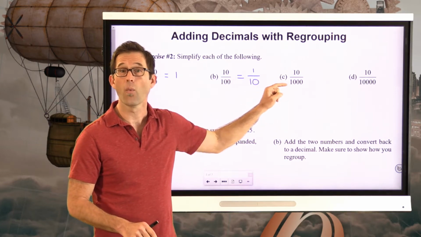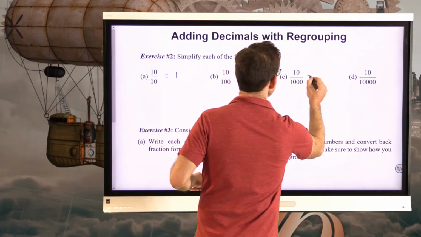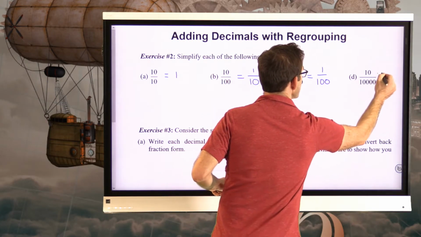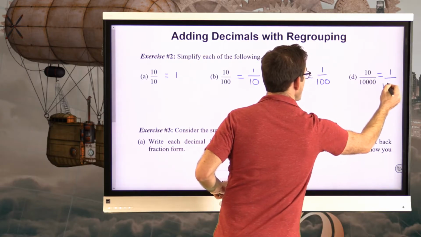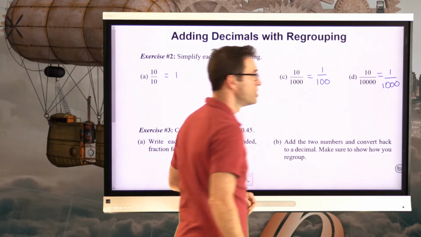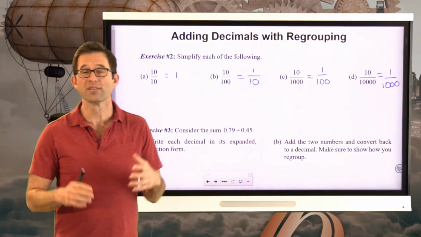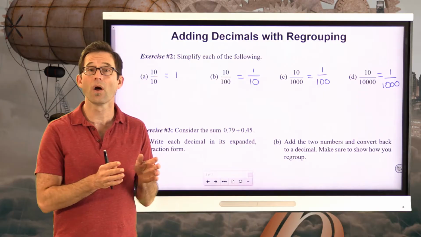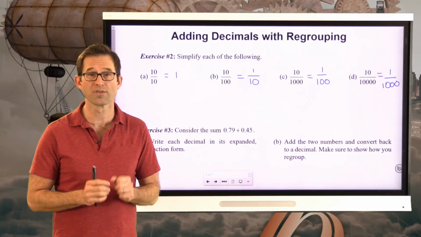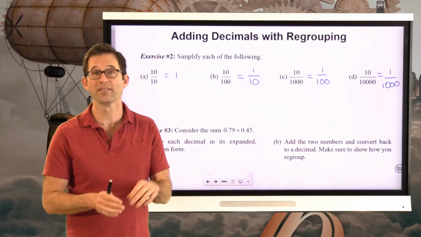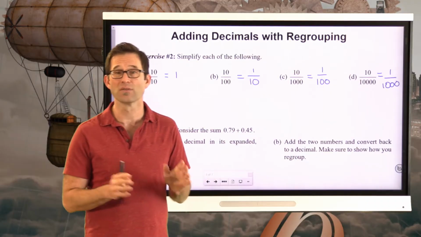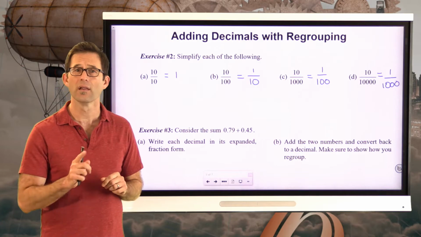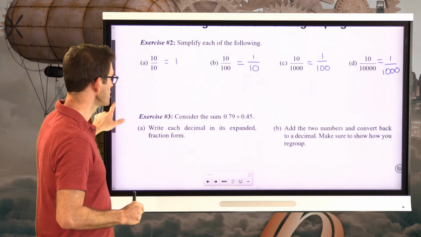Likewise, if I have 10 1,000ths, that's the same as 1 100th, and 10 10,000ths is the same as 1 1,000th. This is exactly identical to what happens when I have numbers larger than 1. So 10 ones is 10, 10 tens is 100, 10 hundreds is 1,000, etc. Same thing going on here. Given that, let's take a look now at exercise number 3.